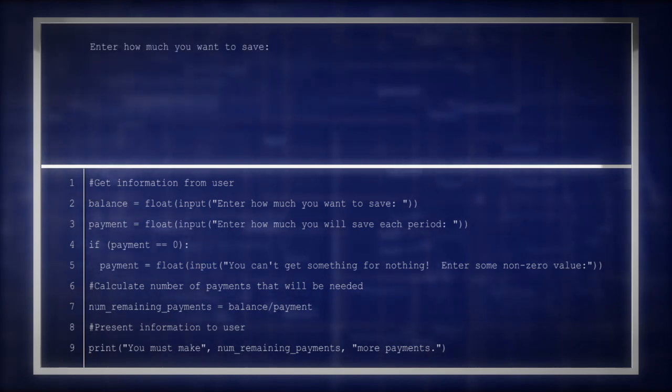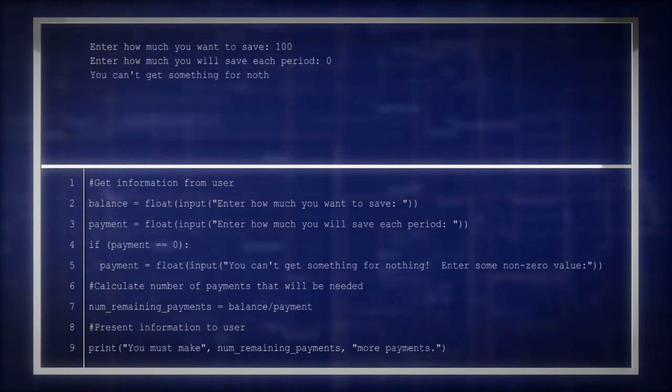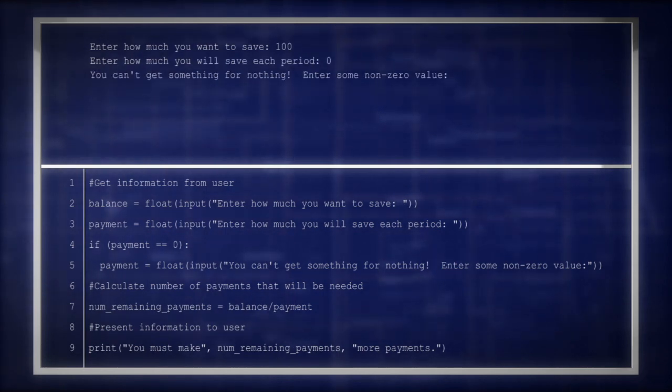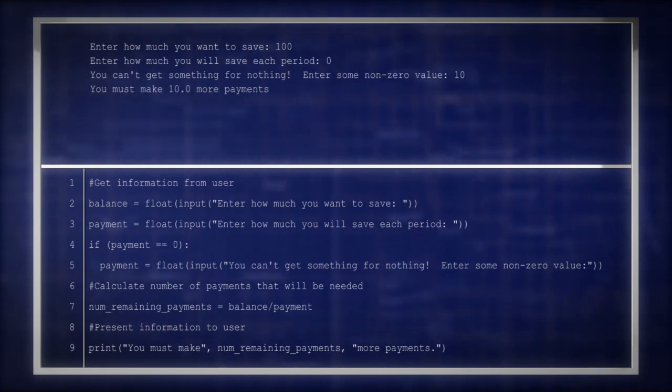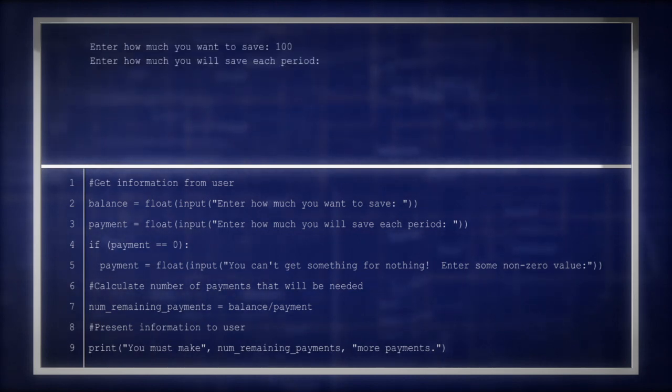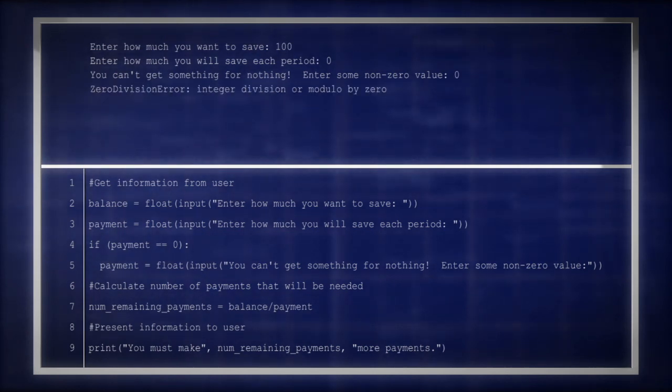Okay, let's run this to test it. If we enter 100 and 0, now we get the message, and we get a chance to enter some other value like 10. That's a whole lot better than what we had before. Okay, what if we run it again, and despite the warning, the user decides to enter 0 again? Well, in that case, things still fail.